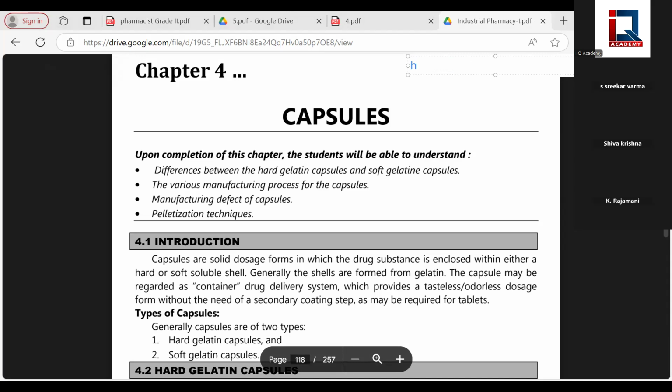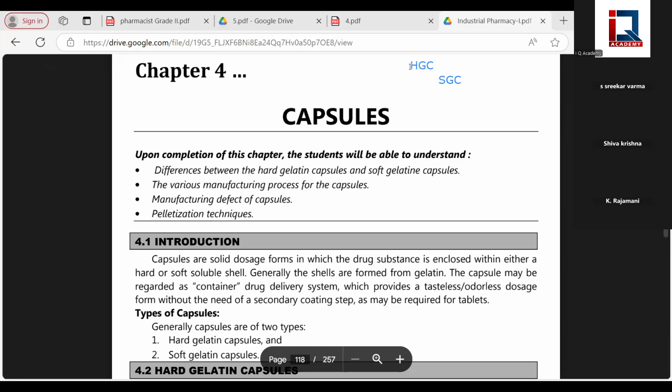So what is the basic difference? We have a lot of other differences, but the basic difference between hard gelatin capsule and soft gelatin capsule is the consistency of the capsule. In hard gelatin capsule, we have less plasticizer when compared to the soft gelatin capsule shell. Soft gelatin capsule shells are smooth and available in different shapes. But hard gelatin capsule shell is hard, and hard gelatin capsule shells are available in different sizes.